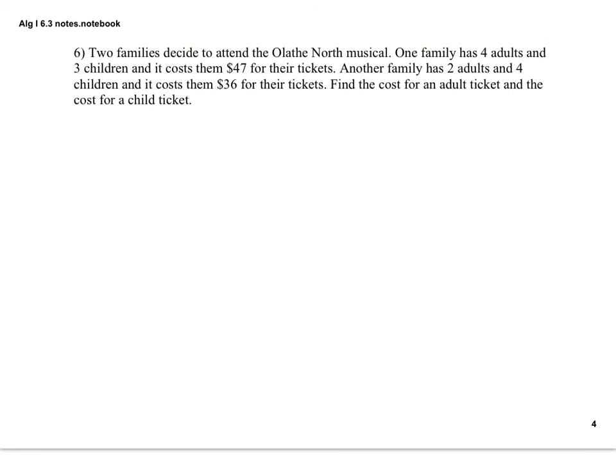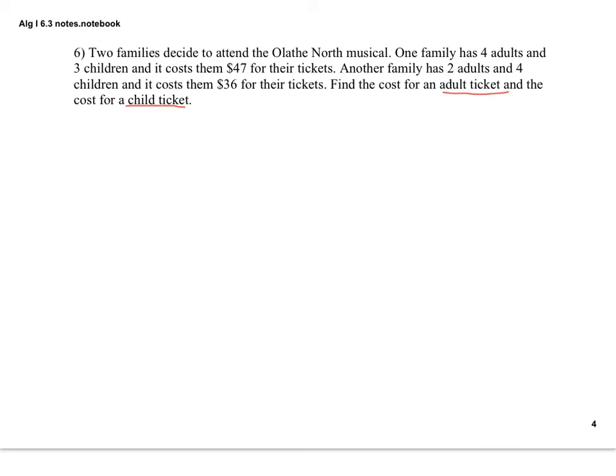All right, 2 families decide to attend the Olathe North musical. One family has 4 adults and 3 children. It costs them $47 for their tickets. Another family has 2 adults and 4 children, and it costs them $36 for their tickets. Find the cost for an adult ticket and the cost for a child ticket. All right, so this very last sentence right here tells me what I'm looking for. I'm looking for the price of the adult ticket and the price of the child's ticket. So we need to define our variables.